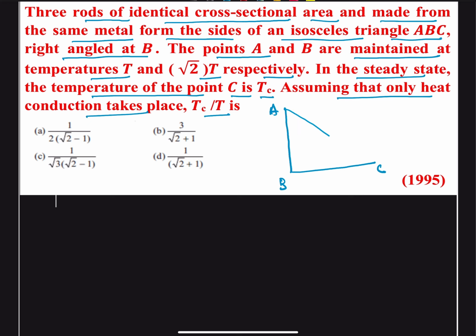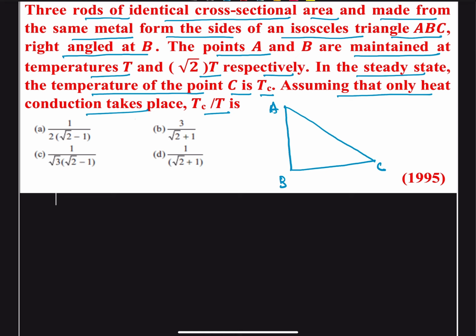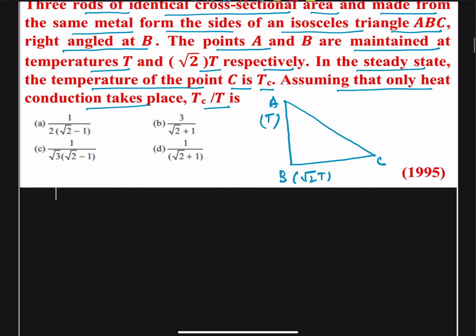It is given that the points A and B are maintained at different temperatures. A is having a temperature of T and B is having a temperature of square root of 2 T. So obviously the temperature of B is on the higher side as compared to A. So the heat to point A will be flowing through two paths. One will be directly from B to A, and another will be using the point C: first from B to C, then C to A.